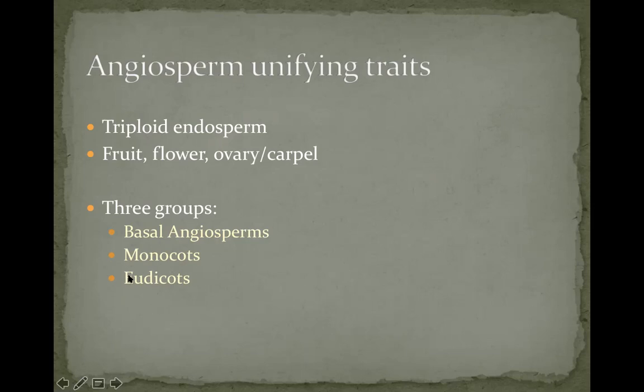And some of the unifying traits of angiosperms is that they have a triploid endosperm, so a 3N endosperm. Remember, that was a result of double fertilization, which all angiosperms have, except for the Gnetales, they do have double fertilization as well, which is why they were thought to be the sister lineage to the angiosperms. The only difference with the Gnetales is that only one of the sperm is used, whereas in angiosperms, both of them are used. One of them will produce the embryo, and the other one will produce the triploid endosperm. And then with angiosperms, obviously they have the evolution of fruit, flower, and then the ovary / carpel, which is basically your female reproductive structure.